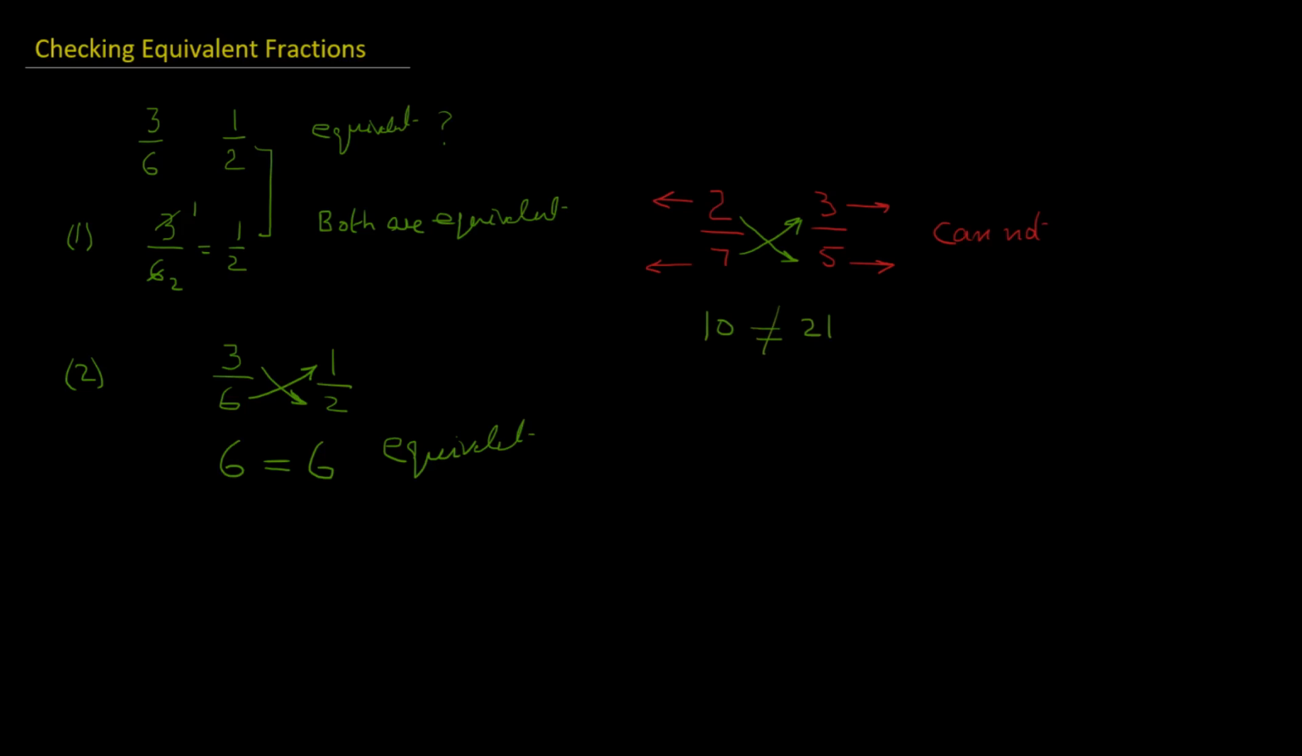So these are the two ways to check whether two fractions are equivalent or not equivalent. So if you can simplify, you can simplify it quickly and see whether the answer is same. If you cannot simplify, just cross multiply and see the numbers.